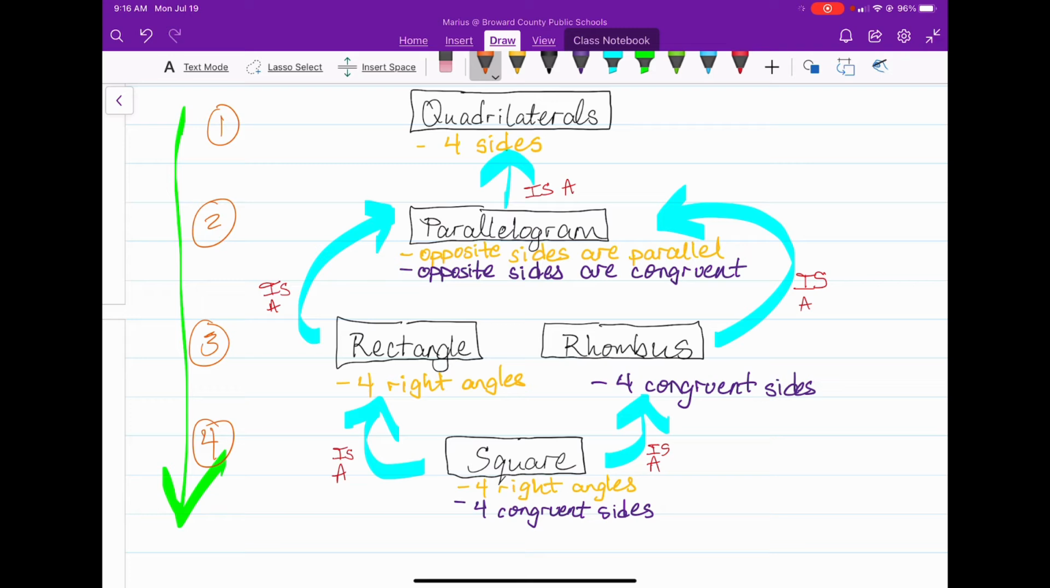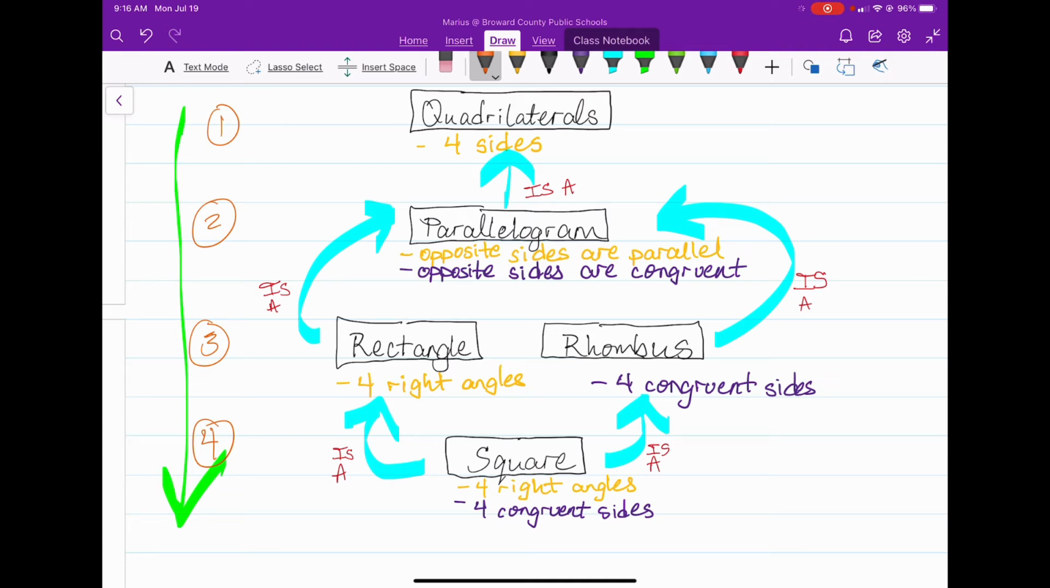Okay, so now let's take a look at rhombus, because a rhombus is also on the third level. Now, a rhombus has four congruent sides. Okay, another thing that's also true is the same thing that's true about a parallelogram. Opposite sides are parallel and opposite sides are congruent. And it's also a quadrilateral, which automatically means that a rhombus has four sides. Okay? Now, one thing that is not true is that a rhombus does not have four right angles. Okay? So that's where a rhombus is different from a rectangle.